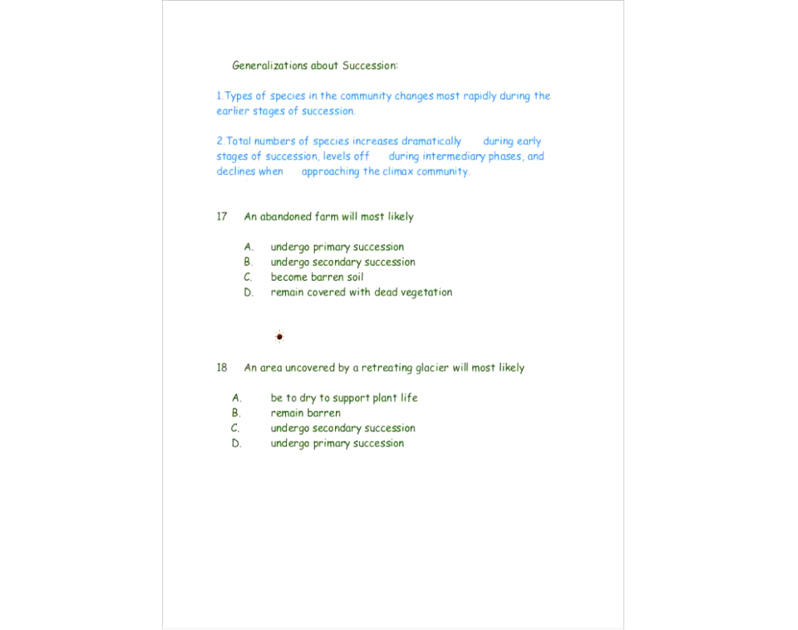Okay, so question 17, an abandoned farm would likely be, what type of succession would that be again? That's right, secondary succession. An area uncovered by a retreating glacier would most likely be D, good. And then, I don't think we have any more on this page.